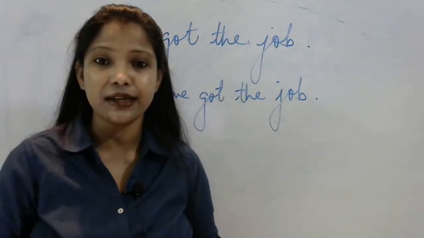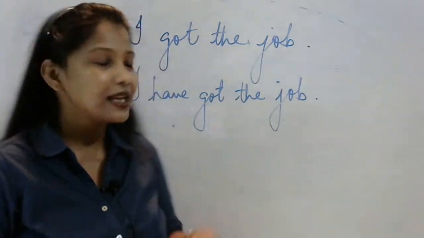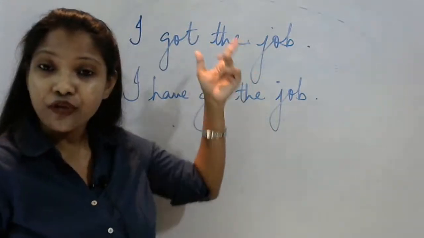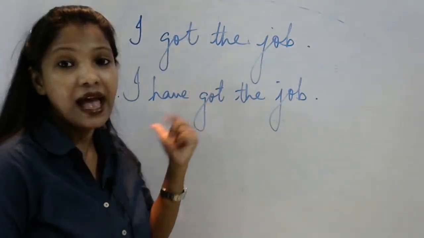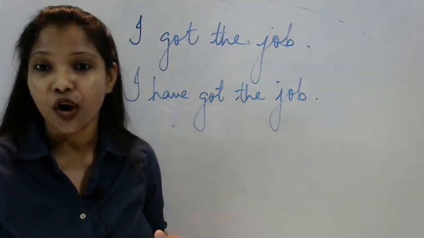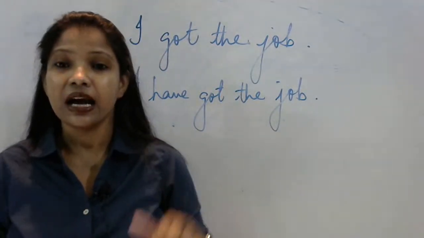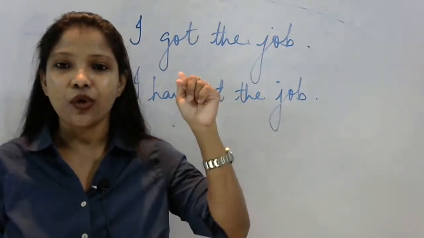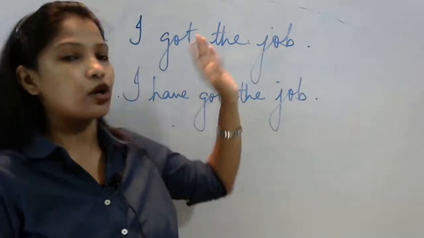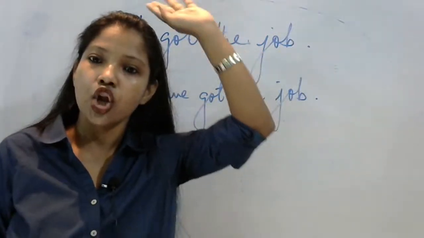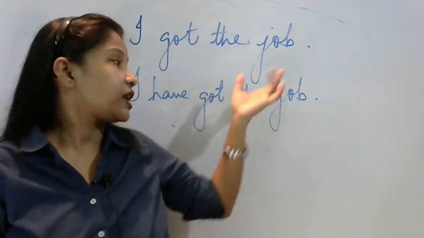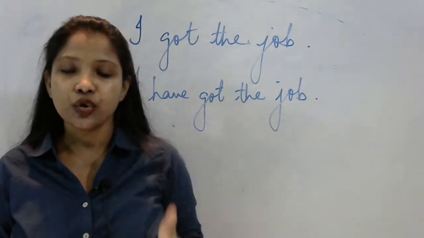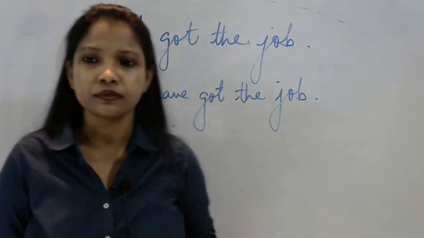Now, let me make it further clear by changing it into Hindi. Job mila tha, job mila hai. Which sentence will you use? Mila hai. I have got the job. I have got, because the effect is still present. The job is still with me. I will join it. So I have got the job. Not I got the job, because it's a simple past. Past, long back. And this one, I have got the job, means at present. So the answer is I have got the job.